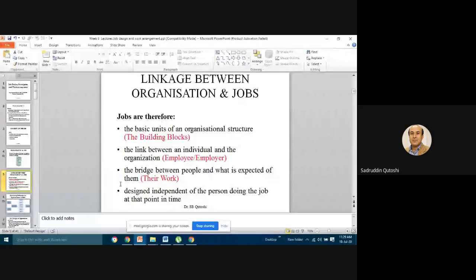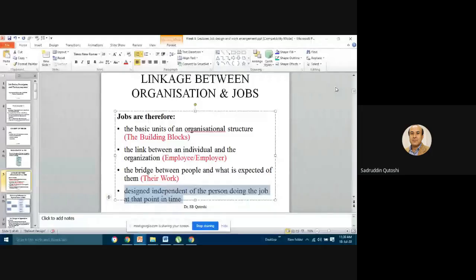Their nature of work shows the relationship of that employee with that organization. So that is how you can see the expectations of that organization from that individual as an employee. Jobs are designed independent of the person doing the job at that point in time.